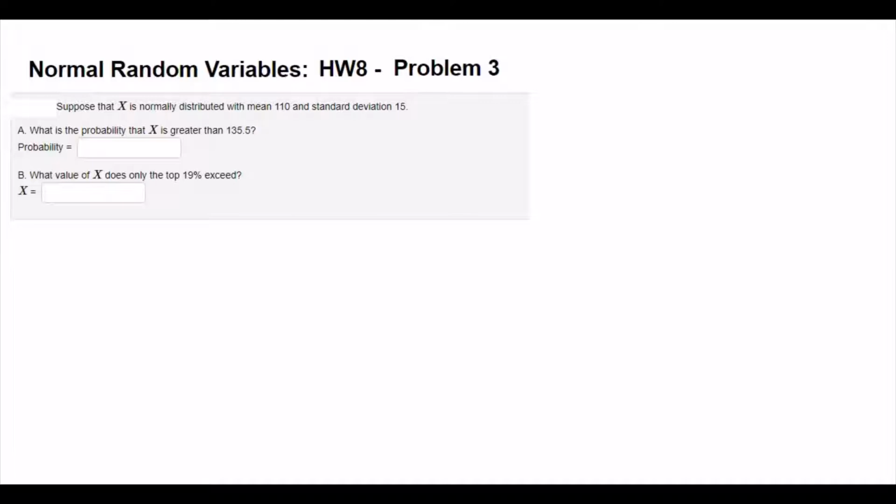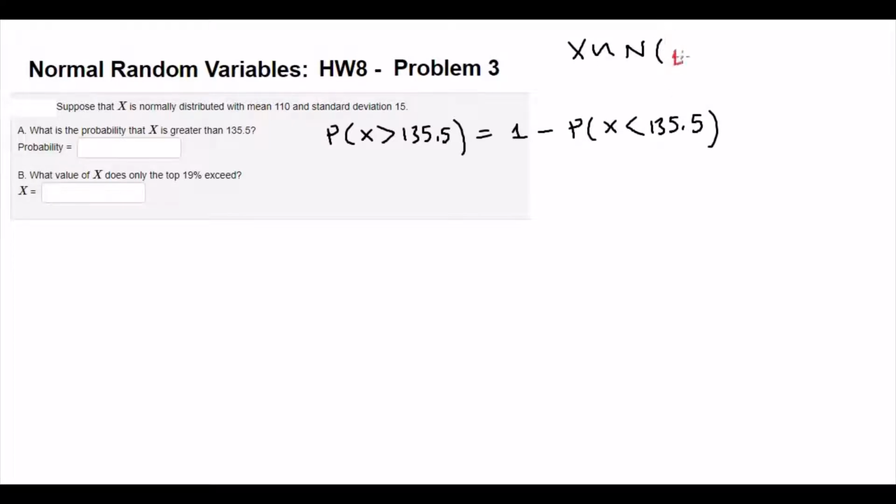Problem number 3. Suppose that x is normally distributed with mean 110 and standard deviation 15. What is the probability that x is greater than 135.5? The probability that x is greater than 135.5 means 1 minus the probability that x is less than 135.5. Our normal distribution has the parameters 110, 15 squared. Here 110 is our mu, and 15 is our standard deviation sigma.